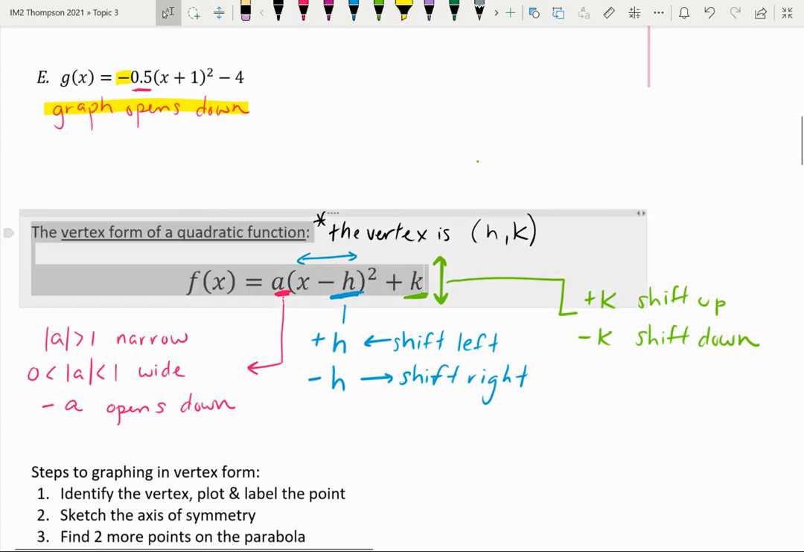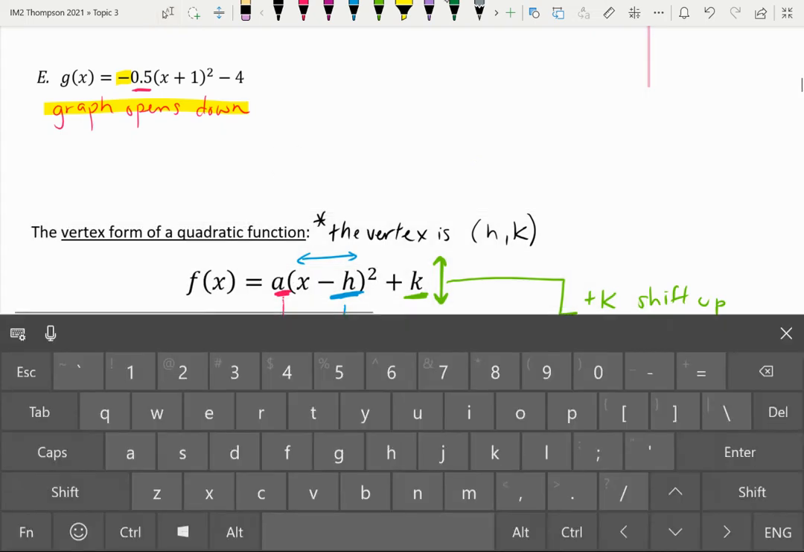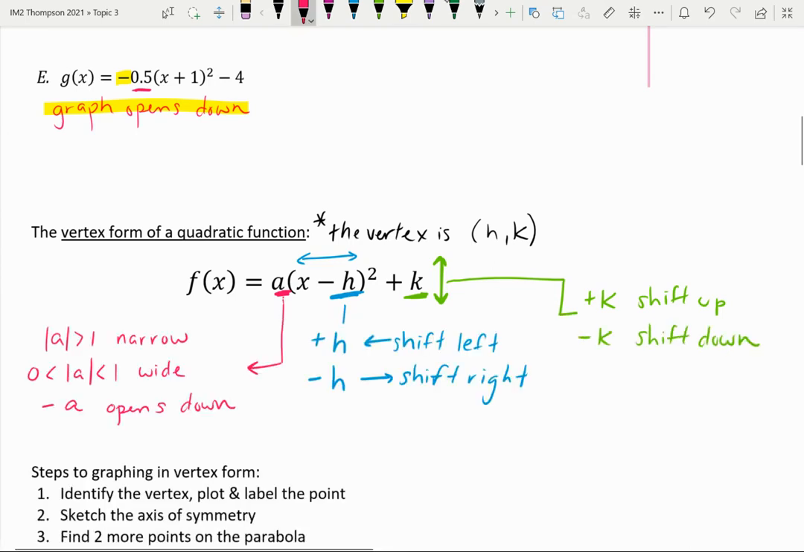And the 0.5, because that is between 0 and 1, is going to cause the graph to be wider than the parent function. Most oftentimes when I'm talking about transformations, I'm comparing it back to the parent function. Not always. If it says you're comparing it to something else, it'll be specific about it.